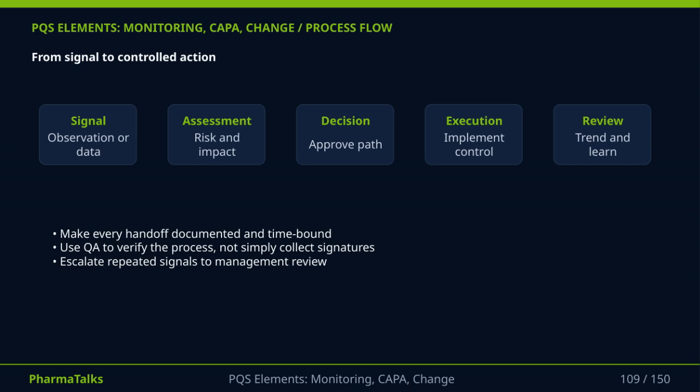This leads to execution, where controls are implemented to address the issue effectively. Finally, the process includes a review stage, where trends are analyzed and lessons are learned to continuously improve the system.